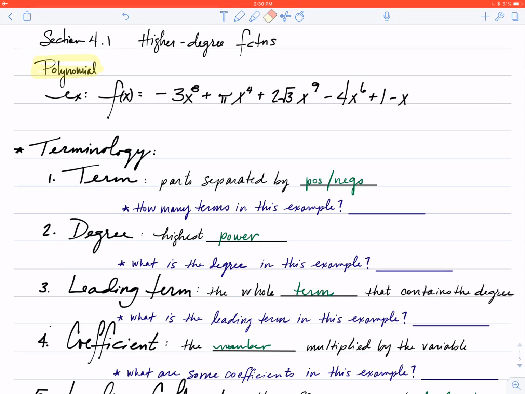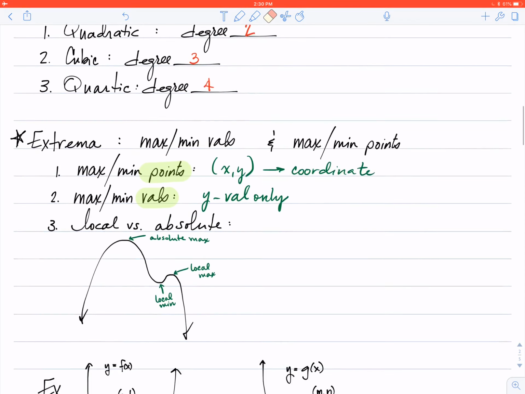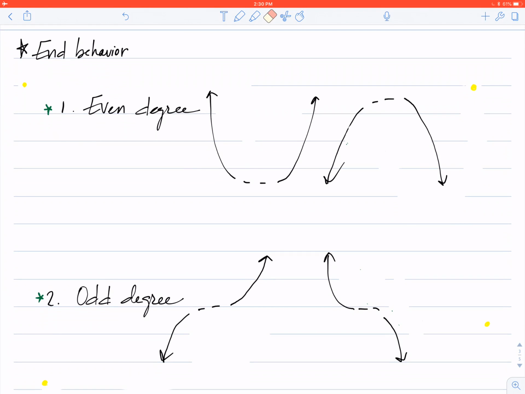Hey folks, so this is the third in our series of videos in section 4.1. If you'll please go all the way down past the extrema, we're going to be looking at end behavior. End behavior is literally what is happening to the graph out on the very ends, out on the right and the left, the positive infinity and the negative infinity.